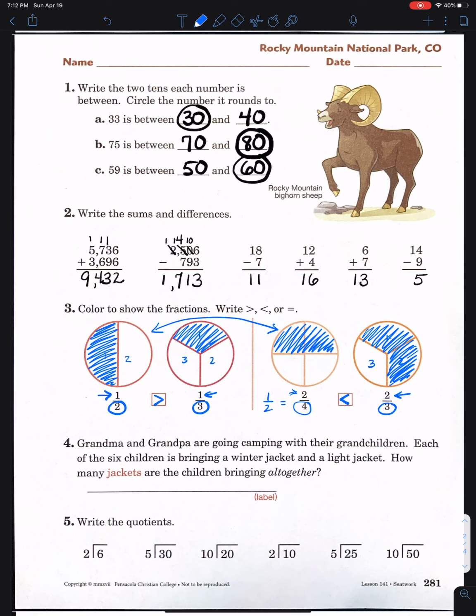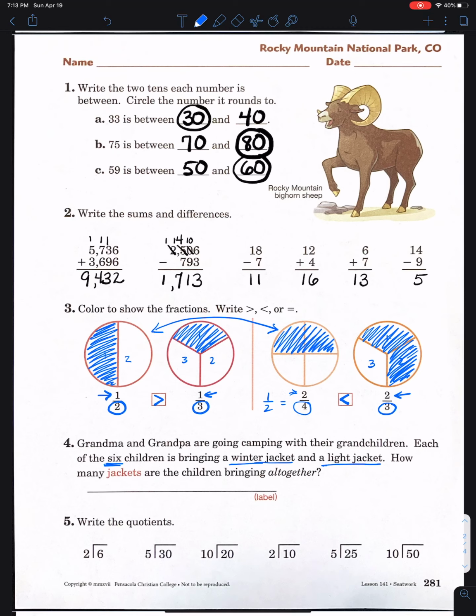Number 4, Grandma and Grandpa are going camping with their grandchildren. Each of the 6 children is bringing a winter jacket and a light jacket. How many jackets are the children bringing all together? Well, let's see. There are 6 children. They are each bringing how many jackets? Well, they're each bringing 1 winter jacket and 1 light jacket. So that means each child is bringing 2 jackets.